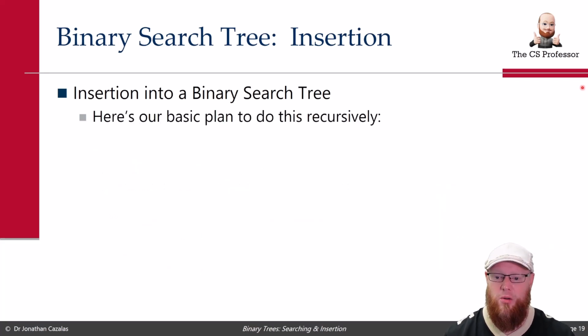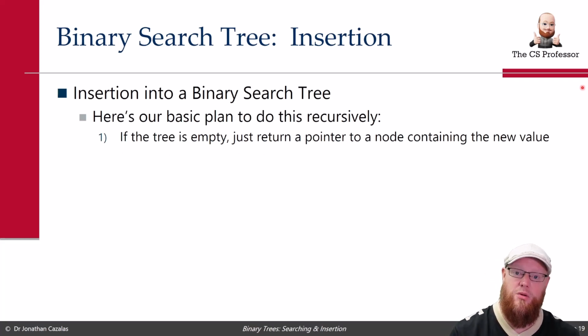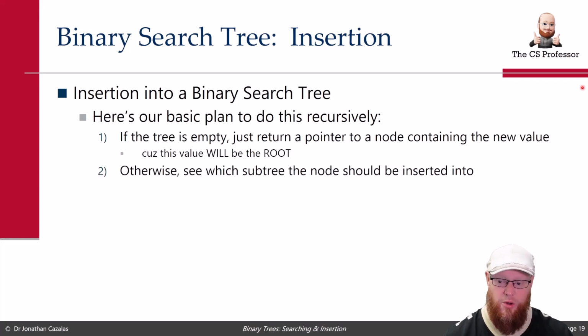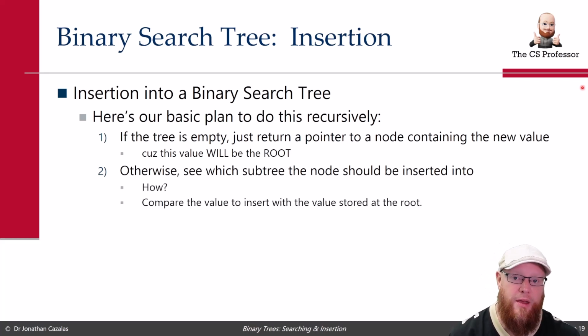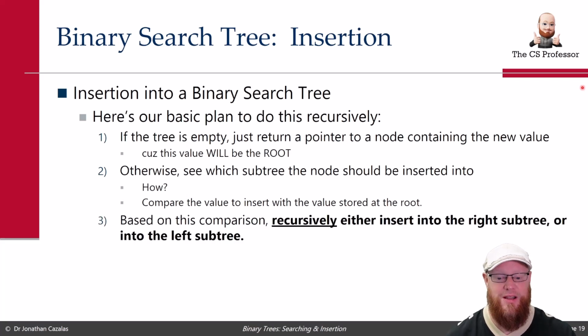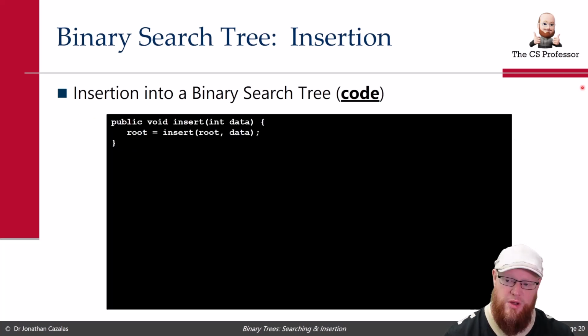Now it's time to see the code. Our plan, and we want to do this recursively, is simply as follows. If the tree is empty, just return a pointer to the node that contains that new value right off the beginning. Say, if P is null, we make that new node and we return the address of that new node. Otherwise, check which subtree this new node should get inserted into. We compare the data values and we either insert to the left recursively or we insert into the right subtree recursively.